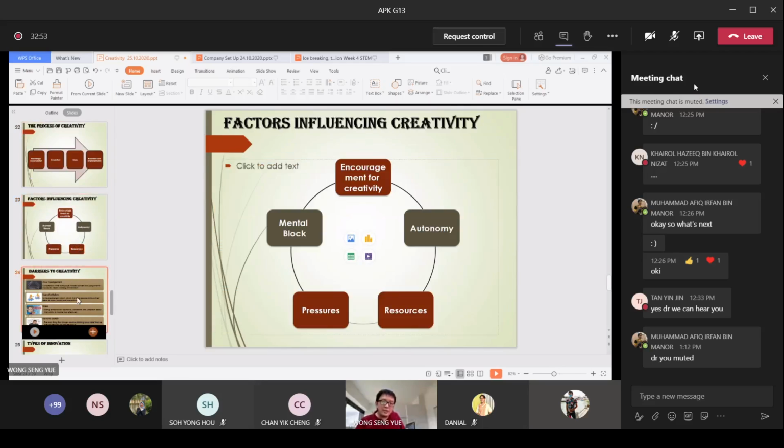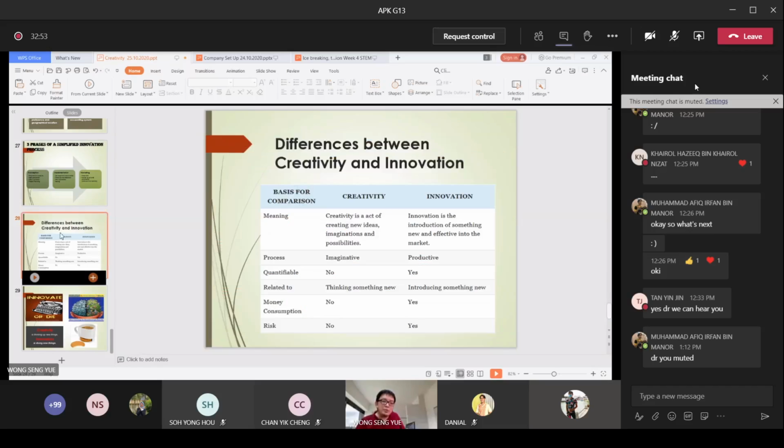So before I explain to you what actually innovation is, let us look at this table. Were you able to see this table or not? This class, were you able to see this table? Yeah. Were you able to see this table or not? Yes, doctor. Yes, okay.